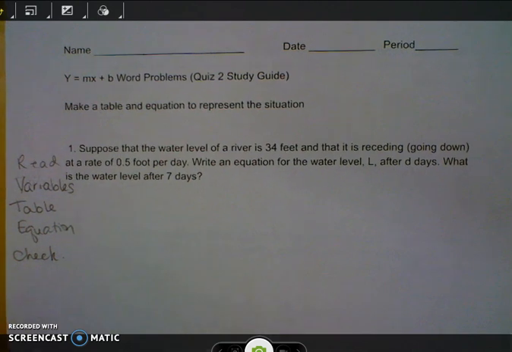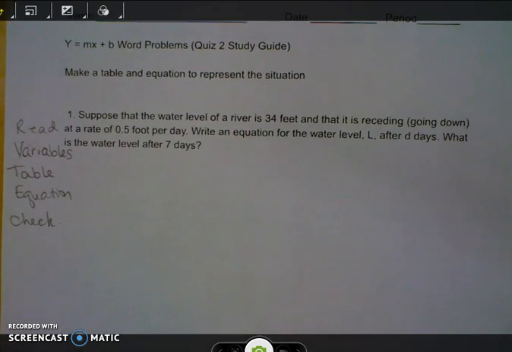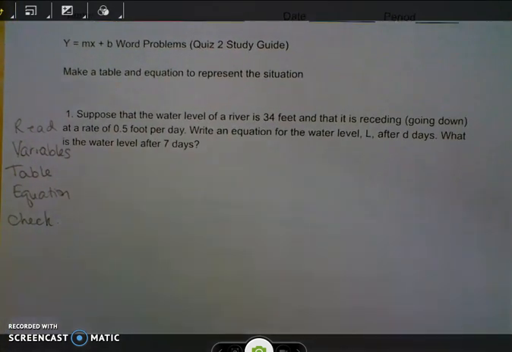It says, suppose that the water level of a river is 34 feet and that it's receding at a rate of 0.5 feet per day. Write an equation for the water level L after D days. What is the water level after 7 days? So we're going to write an equation, a table, and then answer the question about the water level after 7 days. So I read my problem.